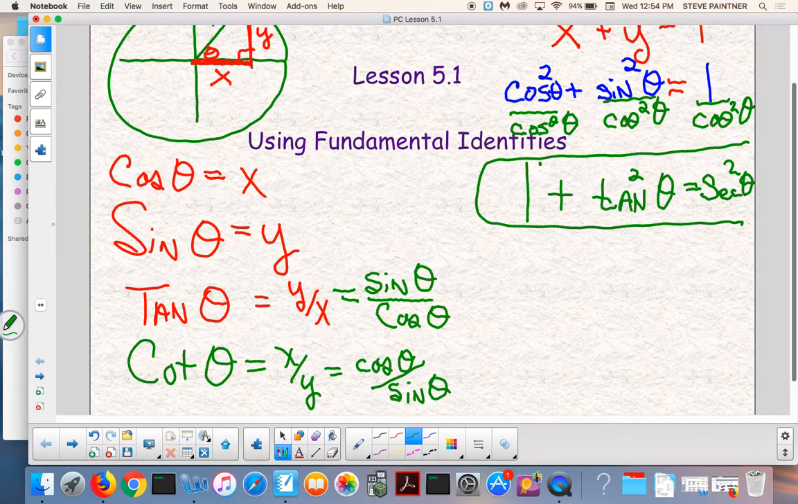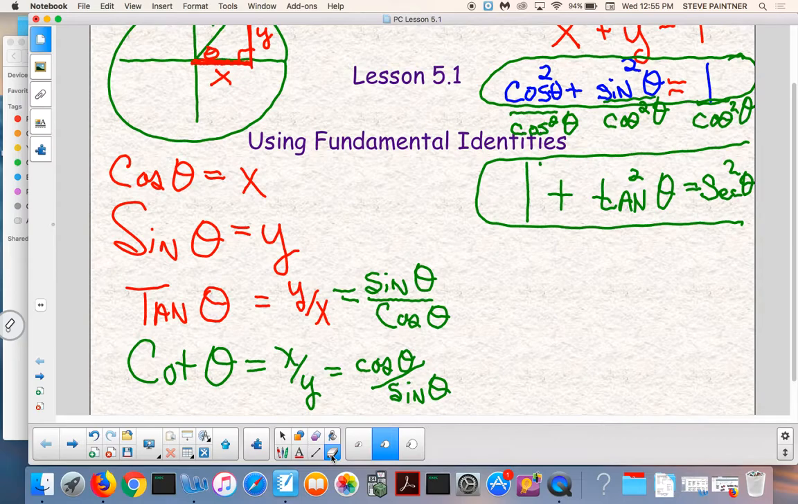Isn't that another one of our properties? Yes. So here's a property. Cosine squared plus sine squared equals 1. If I divided everything by cosine squared, I get this. This is another property, or identity. Well, guess what? The other one comes when you divide by what? Sine squared. So let me just erase this, and I'll put sine down there.